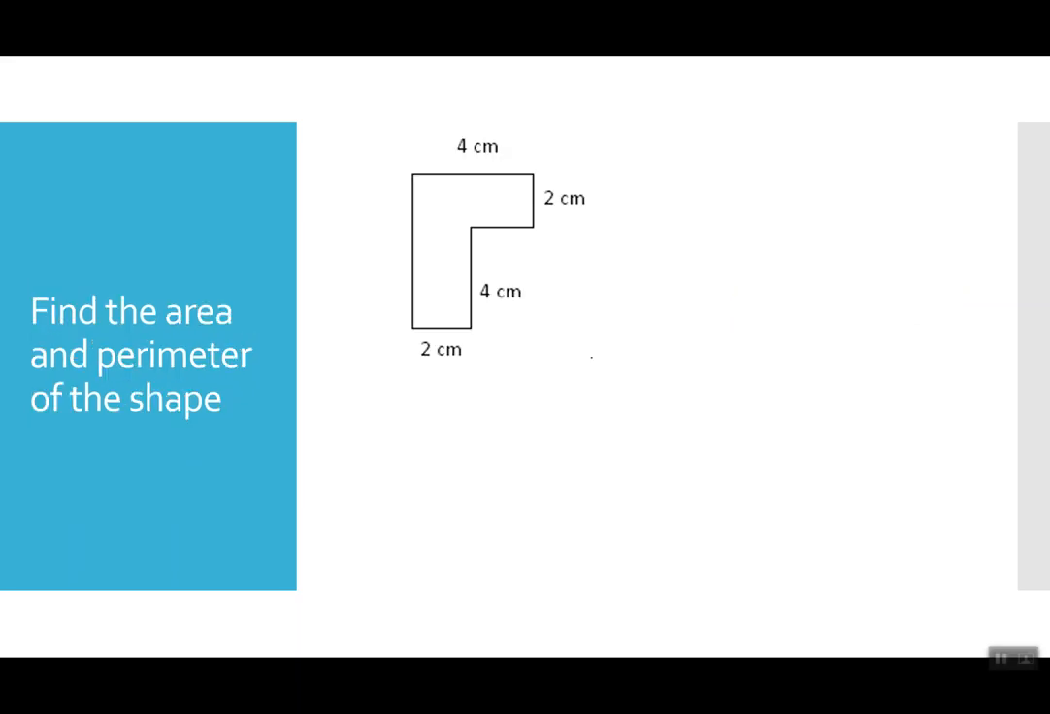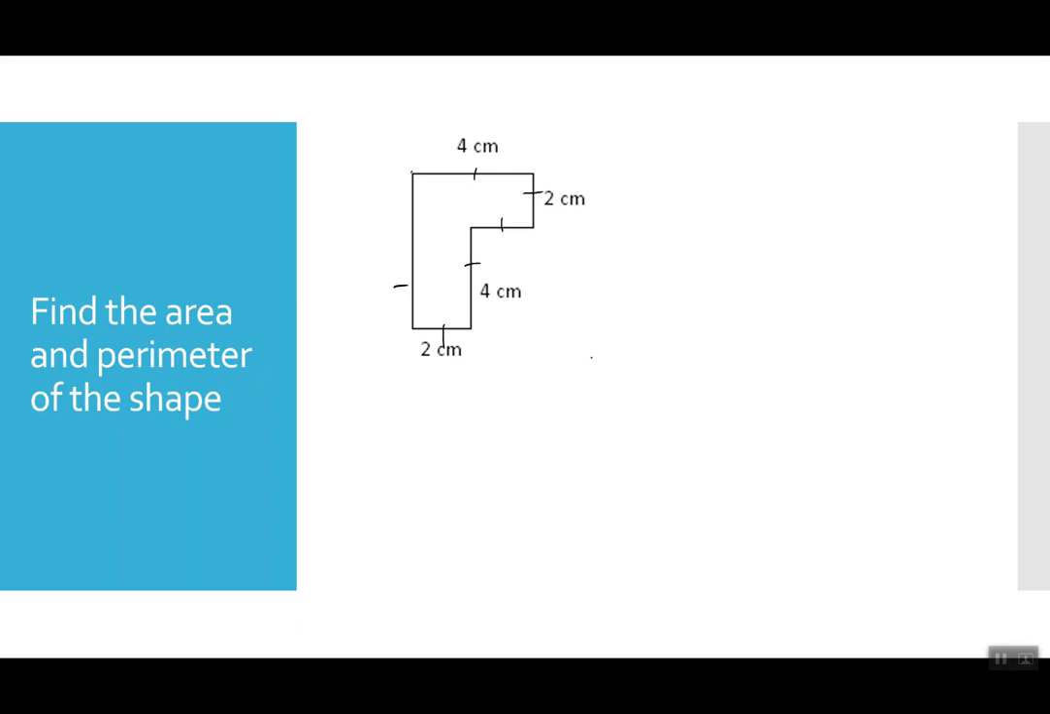Look at this different shape, where it's kind of a combination of two shapes. I think it looks like an upside down L. So I've given you 4 centimeters, 2 centimeters, 4 centimeters, 2 centimeters. Now the first thing we want to say is this is not a quadrilateral. It doesn't have 4 sides. It has 1, 2, 3, 4, 5, 6. Because it has 6 sides, I know to do the perimeter, I need to add up 6 numbers.